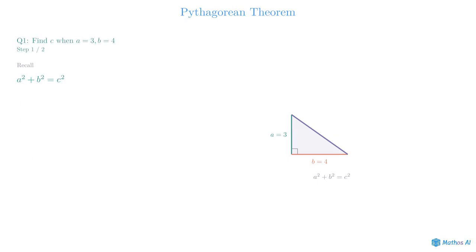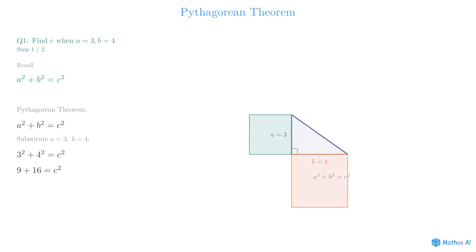Step 1. We substitute the known values into the Pythagorean theorem. A squared plus b squared equals c squared. Substituting a equals 3 and b equals 4. 3 squared is 9, and 4 squared is 16. Adding them gives 25 equals c squared. Now we take the square root to find c.